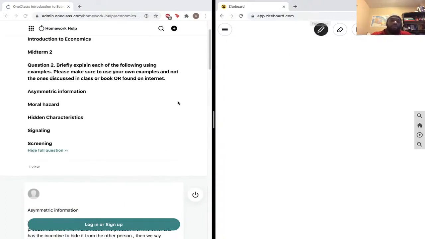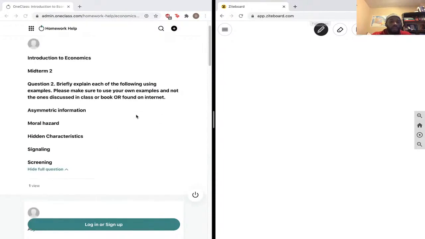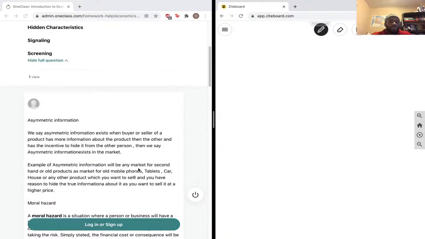Okay? First one is asymmetric information. And these are all definition-based questions, so probably won't be using much of this whiteboard and just explaining. So asymmetric information, our tutor says, asymmetric information exists when a buyer or seller of a product has more information about the product than the other and has incentive to hide it from the other person. This is when we say asymmetric information exists in the market.